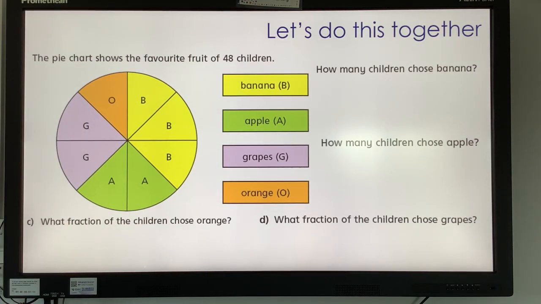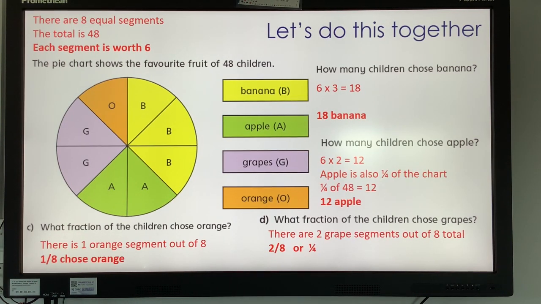So, how many children chose banana? You have to think about how you would work that out. How many children chose apple? What fraction of the children chose orange? And what fraction of the children chose grapes? Now, you may be able to do some of those yourself already, but let's go through them together.